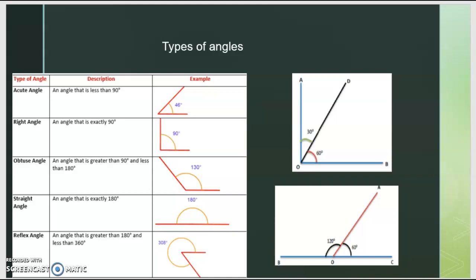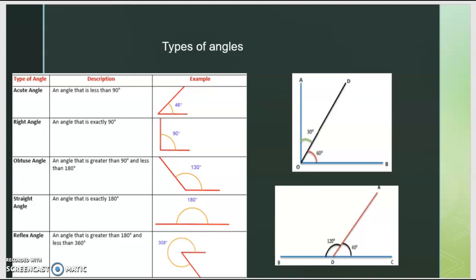An obtuse angle is more than 90 but less than 180. It comes from 91 to 179. In the middle, whatever is there becomes an obtuse angle. A straight angle is exactly 180, not even 1% more than 180. It is like a straight line.